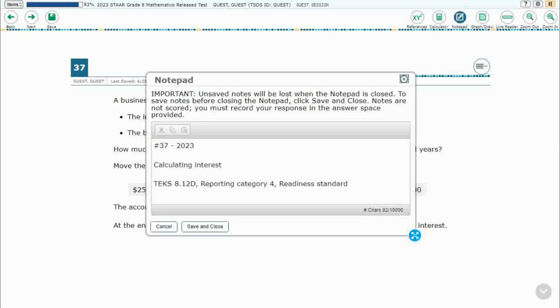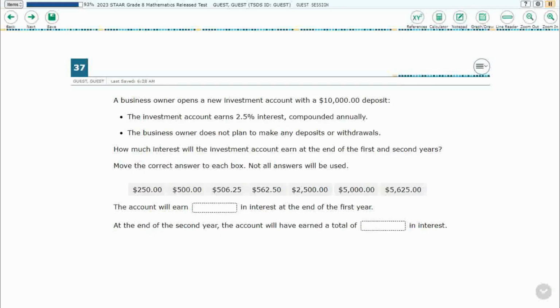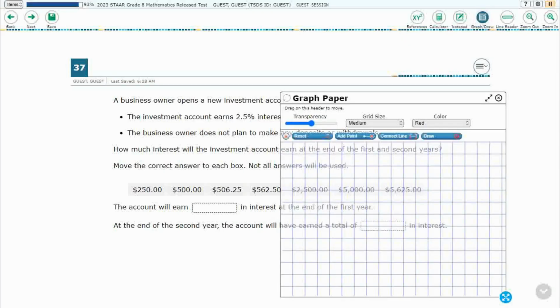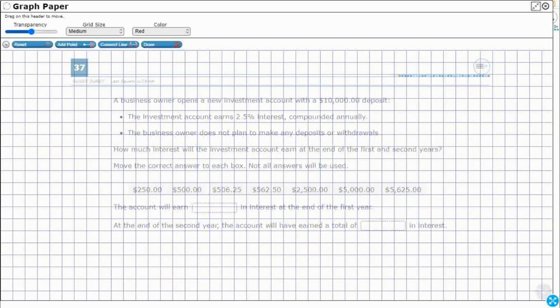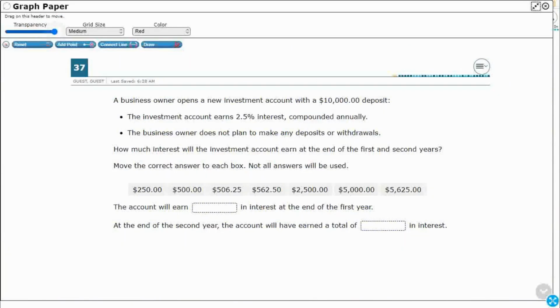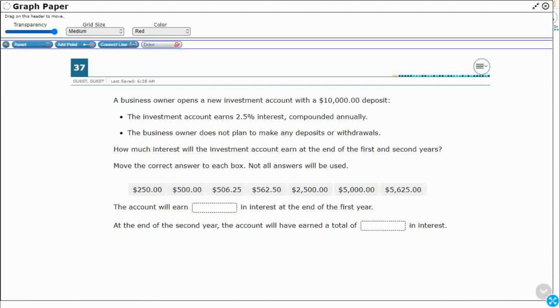Number 37, we are calculating interest. This is TEKS 8.12D, a readiness standard in reporting category 4. So we have a business owner opening up a new investment account. We have a principal deposit of $10,000, and we see that it is going to be compounded annually rather than maintaining simple interest. So that's going to be important. We have our interest rate at 2.5%.